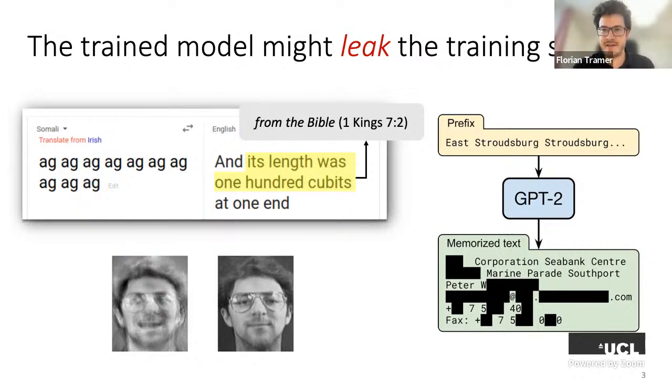And this isn't just for text. There have also been examples where people have shown that something like this could happen with models trained on images, where you might have a model trained for something like facial recognition, and as an adversary, you could then extract features of someone's face that would be recognizable. And so these are the kinds of leakages that we care about here.